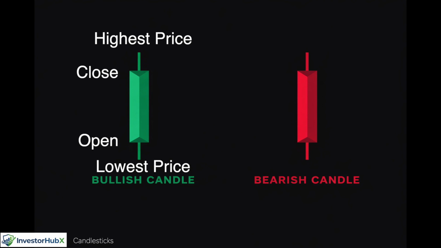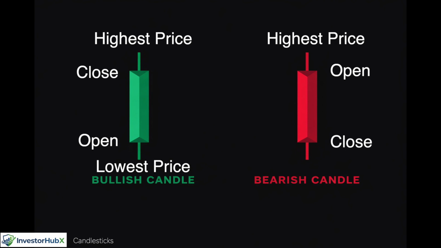Now let's look at a red candle. A red candle means price closed lower than it opened. The open is at the top of the candle body. The close is at the bottom of the candle body. Again, the upper wick shows the highest price reached, and the lower wick shows the lowest price reached.